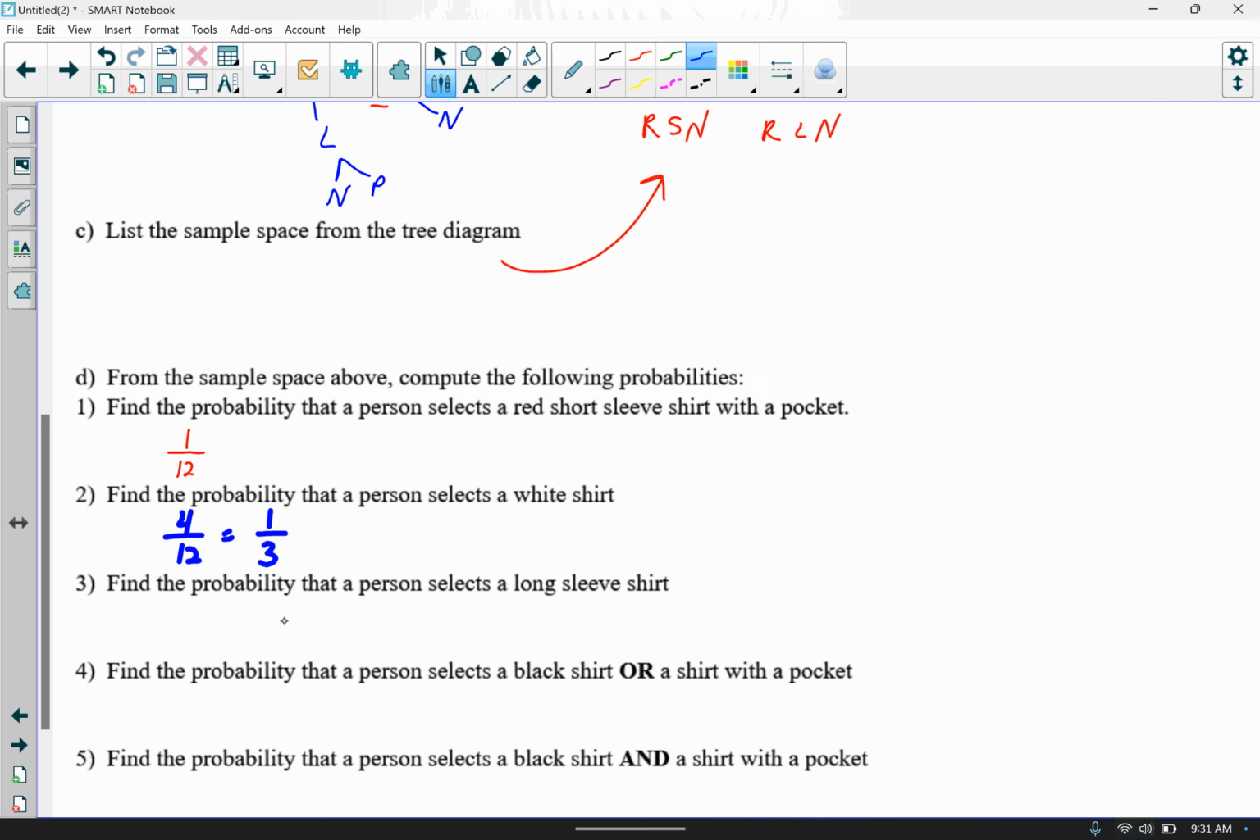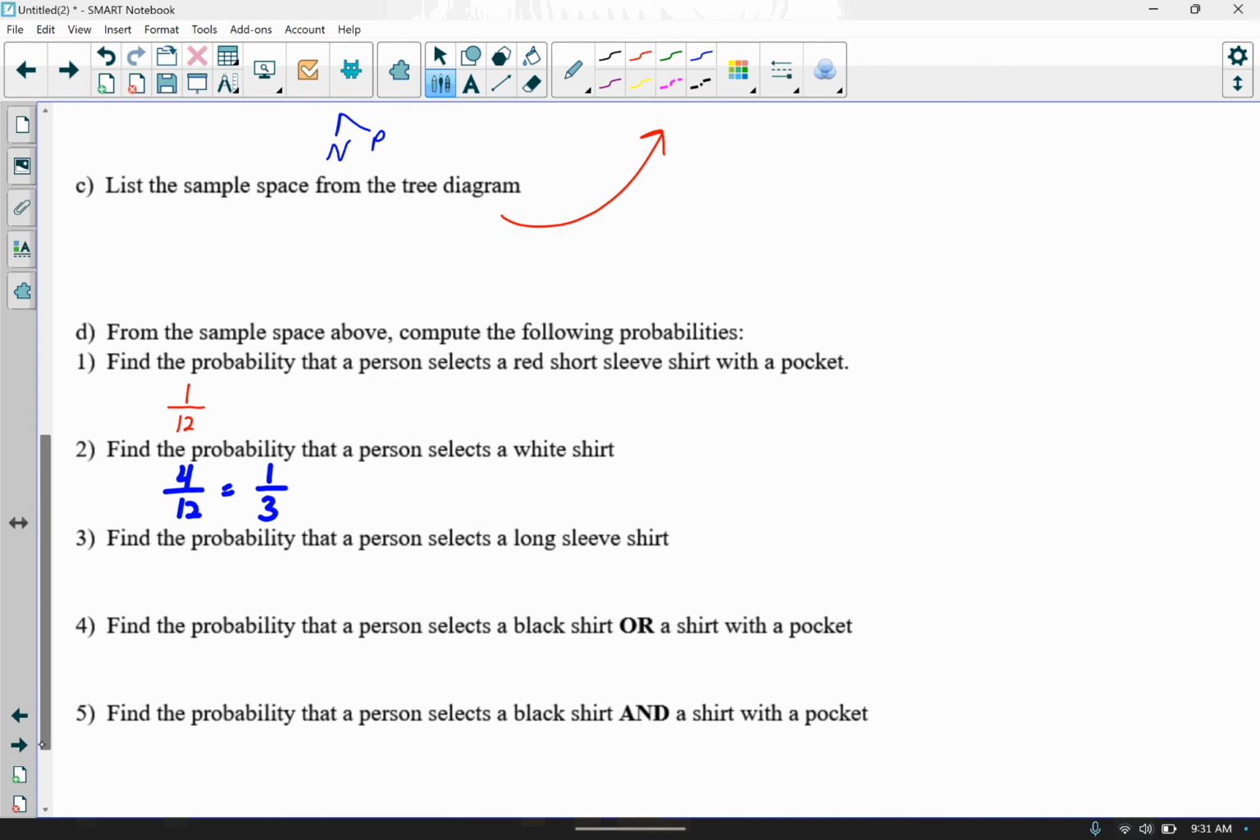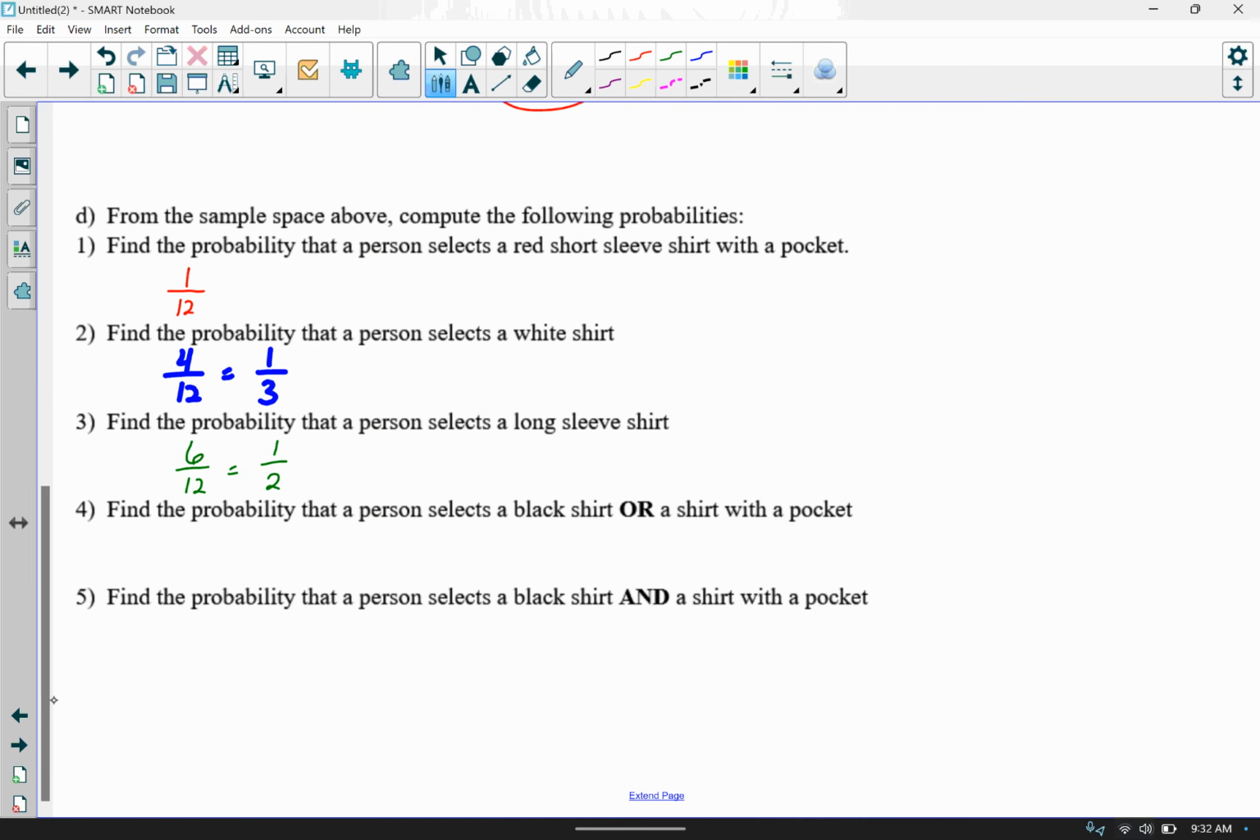All right, number 3 wants the probability that a person selects a long sleeve shirt. So let's come up here, count all of the long sleeve shirt possibilities. So I'm going to erase those. Any combination up here that has long sleeves, and so all of these over here on the right all have long sleeves, and so that's 2, 4, 6 out of 12. That can be reduced. Divide by 6 is 1, divide by 6 is 2, so 1/2, final answer. Again, probabilities are always reduced fractions.